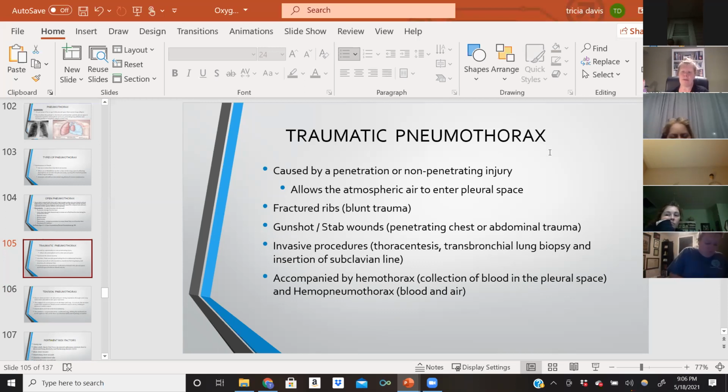These are usually accompanied by a hemothorax, which is going to be a collection of blood that develops in that pleural space, or a hemopneumothorax, which would be a combination of blood and air. So the hemothorax is just blood in the pleural space. A hemopneumothorax is blood and air.